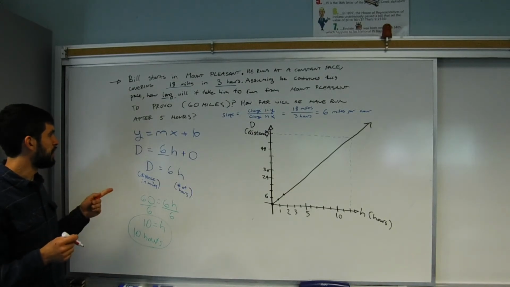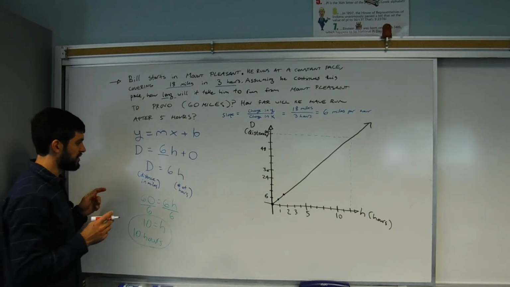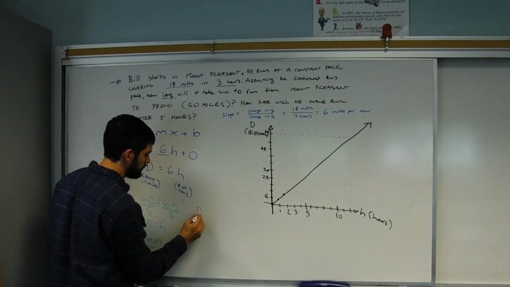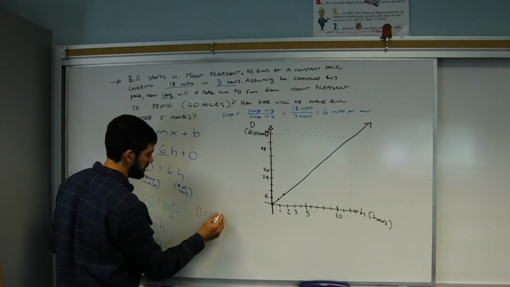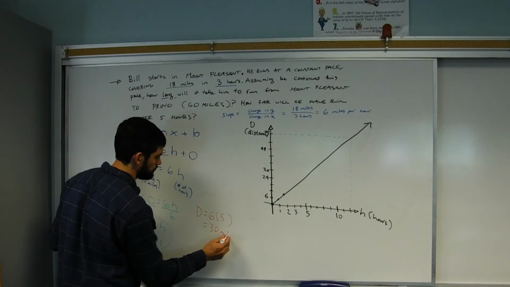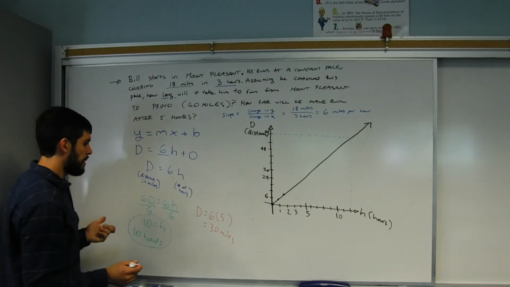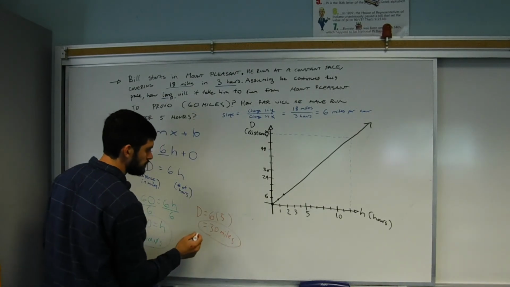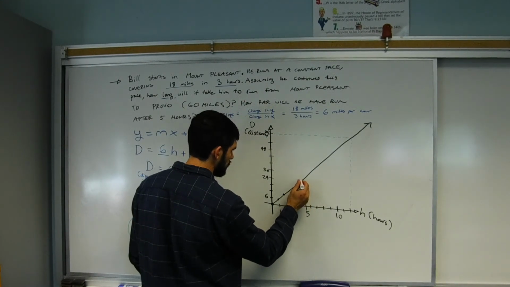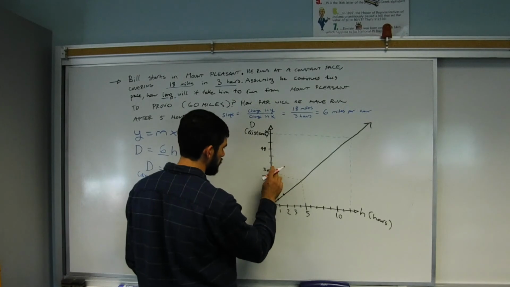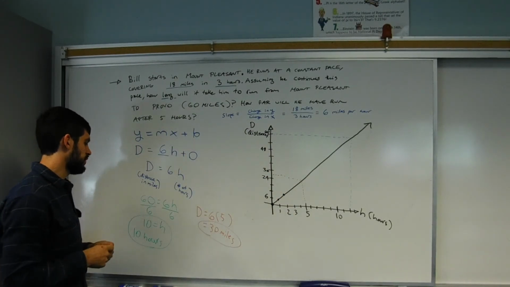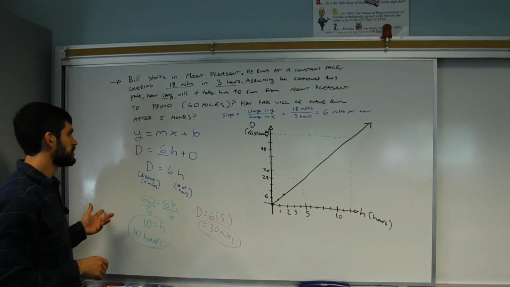Then we're asked how far will he have run after 5 hours. For that one, we're going to plug in 5 for h. So we'll get d is equal to 6 times 5, which is equal to 30 miles. So after 5 hours, you see, this one worked out a little bit better. It'll be about 30 miles after running for 5 hours.